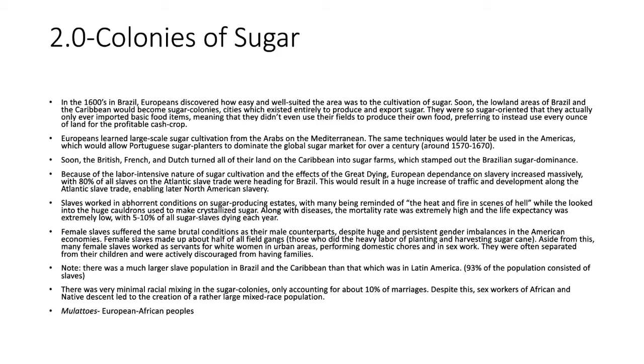Wait, did you say swing as to why this... wait, can you repeat that one more time? Take a shot as to why there are very minimal biracial marriages in sugar colonies, but very large biracial populations.